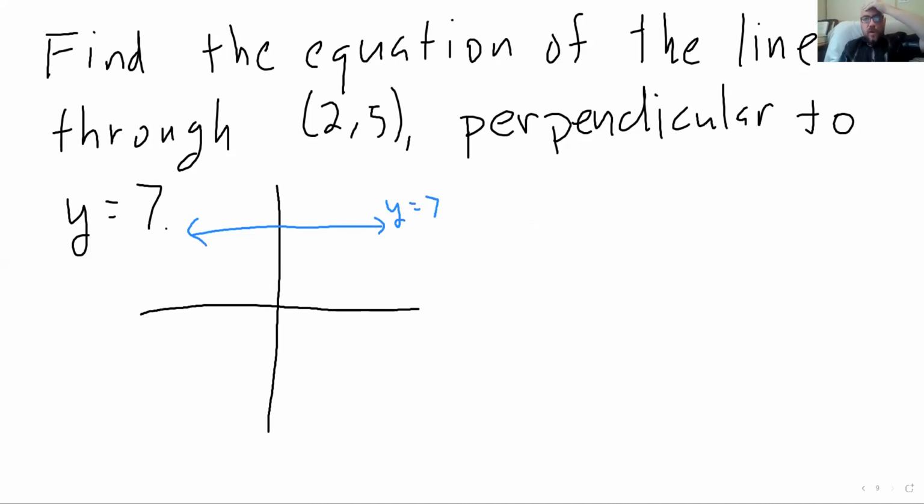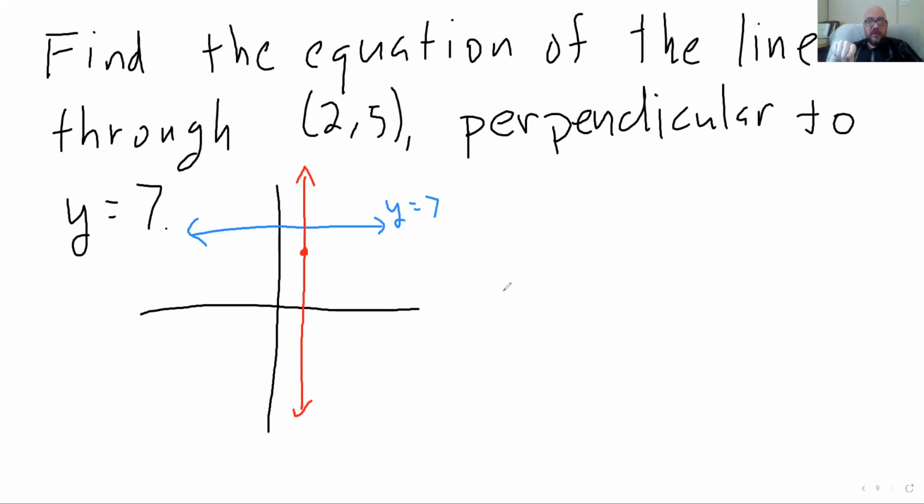The line we're looking for goes through 2, 5. Right, that's not our line, so 2, 5 would be here-ish, something like that. So I want a line perpendicular to y equals 7 that goes through 2, 5. Well, if y equals 7 is horizontal, the line we're looking for must be vertical. And if I want a vertical line through this point, it looks like this, by my red dot right here. Something like that. Close enough.